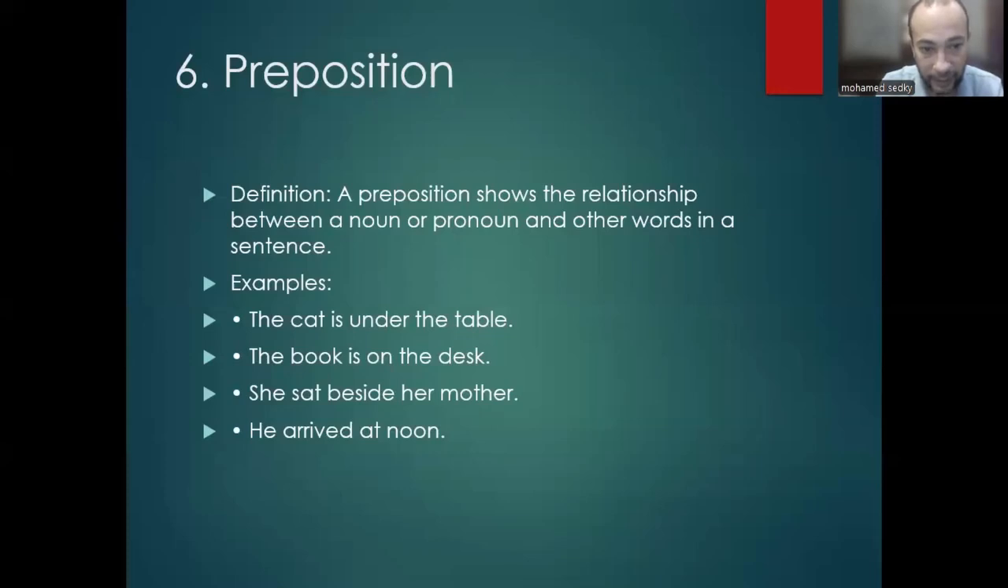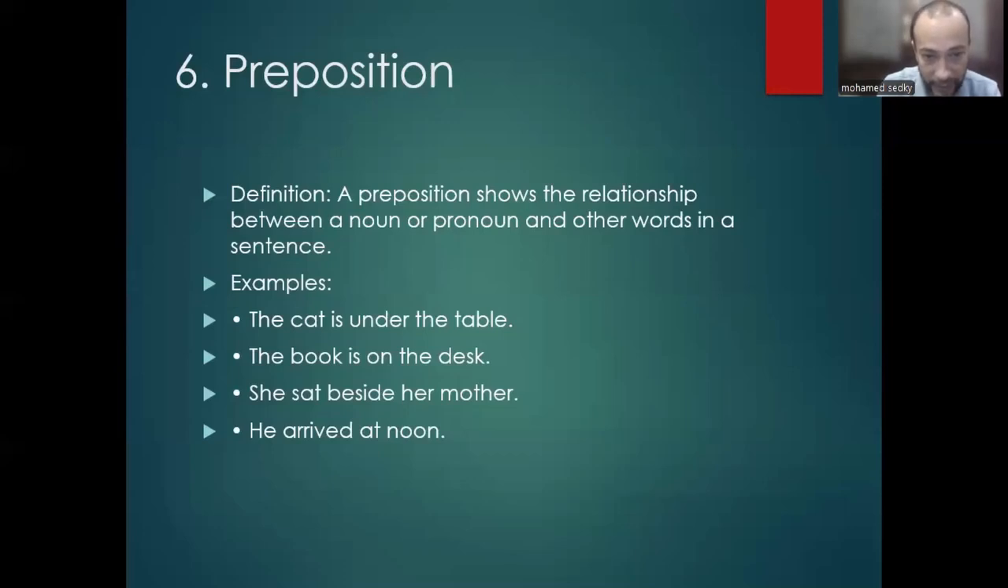The second example, the book is on the desk. Again, it's referring to the place of the book, which is on the desk. So here, on is the preposition, desk is the object of the preposition. She sat beside her mother. Beside is the preposition, mother is the object of the preposition.